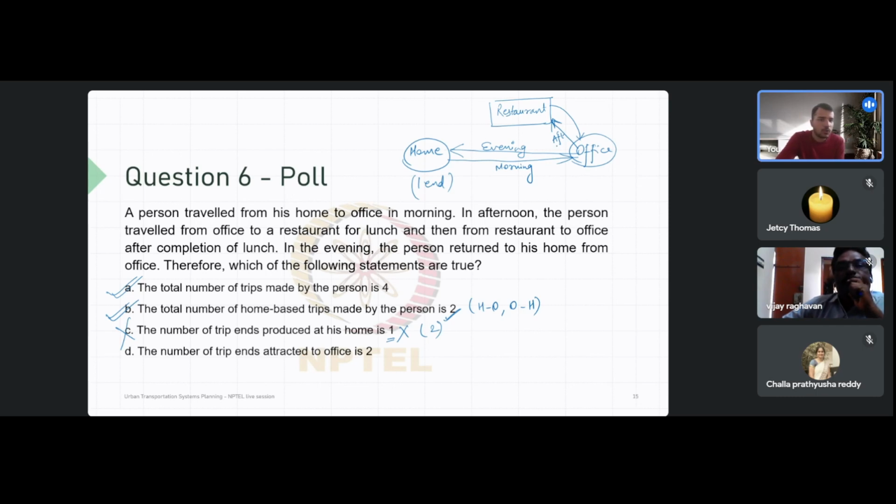Total number of trip ends attracted to the office is 2. When we are going from home to office, it's one attraction. When we are returning from office to home in the evening, again it is one attraction at the office. And finally, when we are going from restaurant back to office after lunch, that is also one attraction. So in total the office is having 3 attractions. Here it is written trip ends attracted to office is 2, so this is also not correct. So we can remove D. The options which are correct are A and B. So is this clear to everyone?